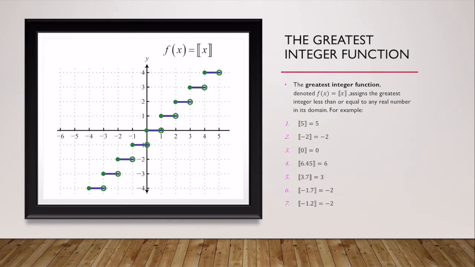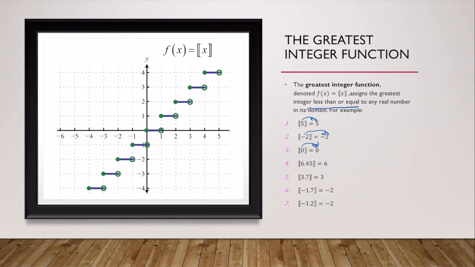Next I'm going to introduce the greatest integer function. There'll be one problem about this on your homework. So the greatest integer function, denoted f of x equals double bracket x, assigns the greatest integer less than or equal to any number in its domain. So for example, 5 would graph to 5 because 5 is less than or equal to 5. -2 would graph to -2. 0 would graph to 0, right? So whole numbers map to themselves.